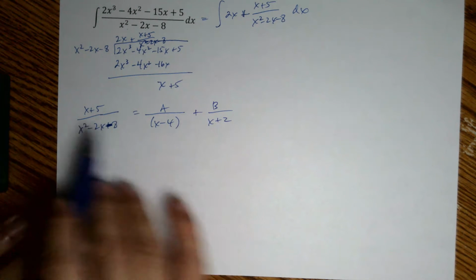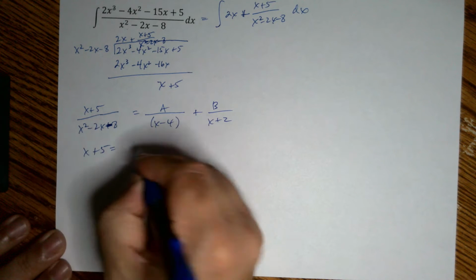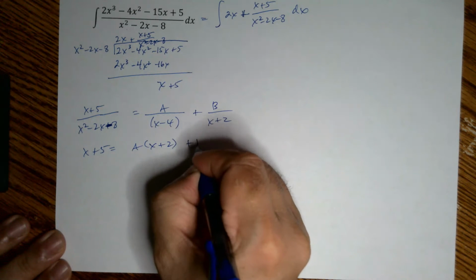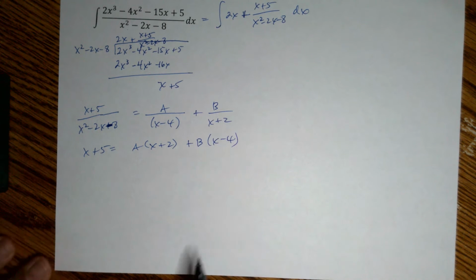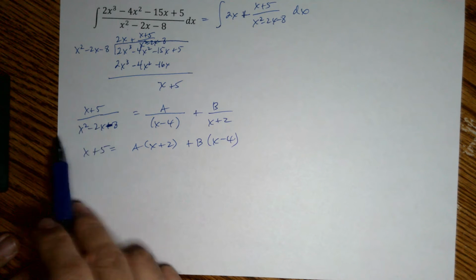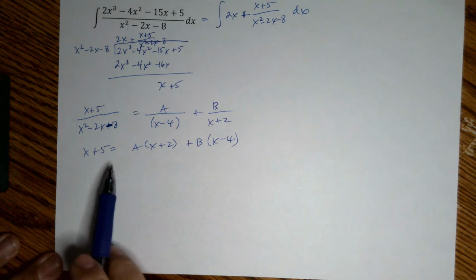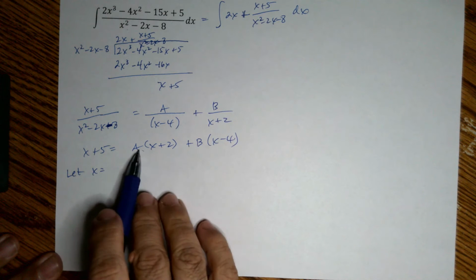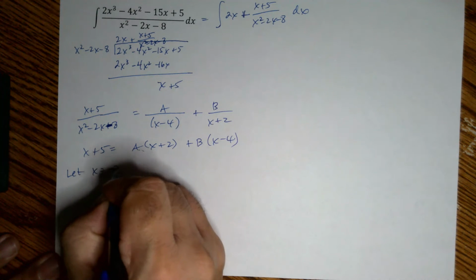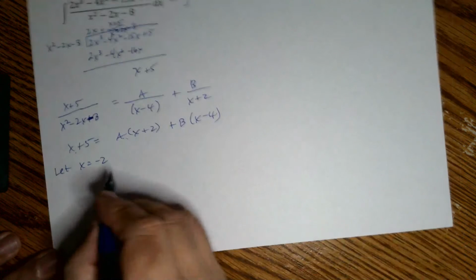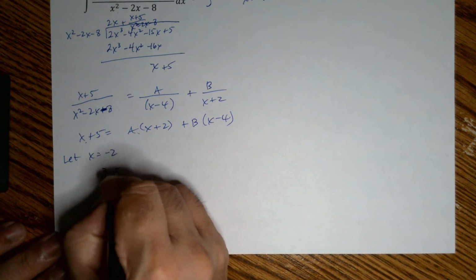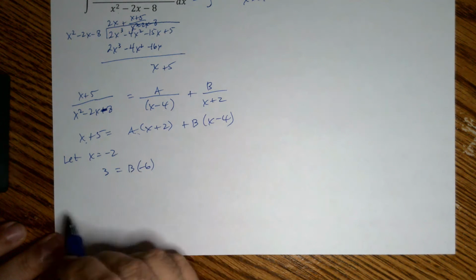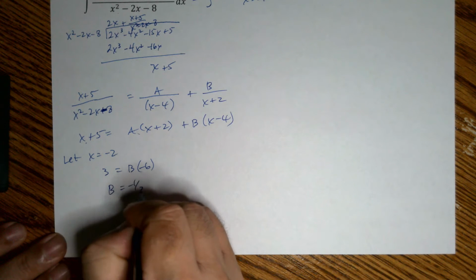Alright, so go ahead and multiply through by the common denominator. That's going to be a times, remember it's always the missing factor, x plus 2 and b times x minus 4. Alright, so left side there is no missing factor, so nothing gets multiplied with the numerator. Alright, continuing, remember you choose values for x to wipe out either a or b. I'm going to let x equal negative 2. If that happens, you plug in on the left side, you get negative 2 plus 5, which is 3. And a gets wiped, so it's b times negative 6. Right? Negative 2 minus 4 is negative 6. Divide by negative 6, and you get b equals negative half.